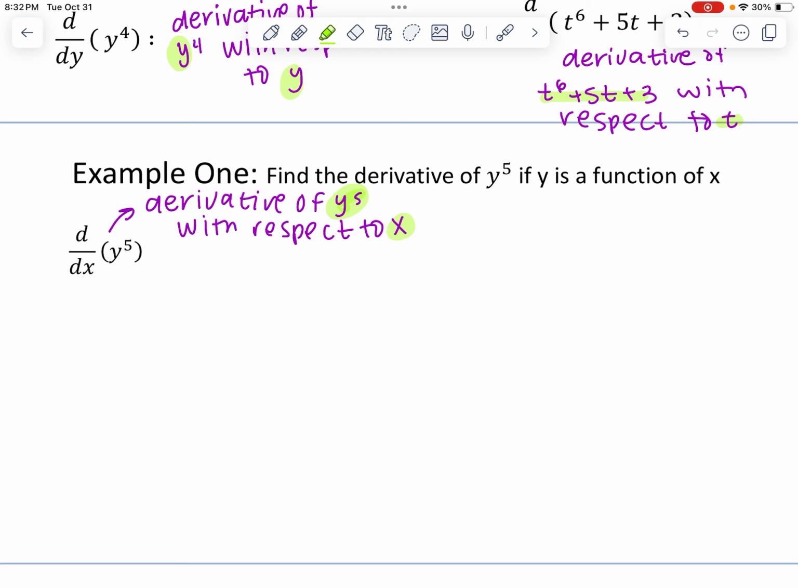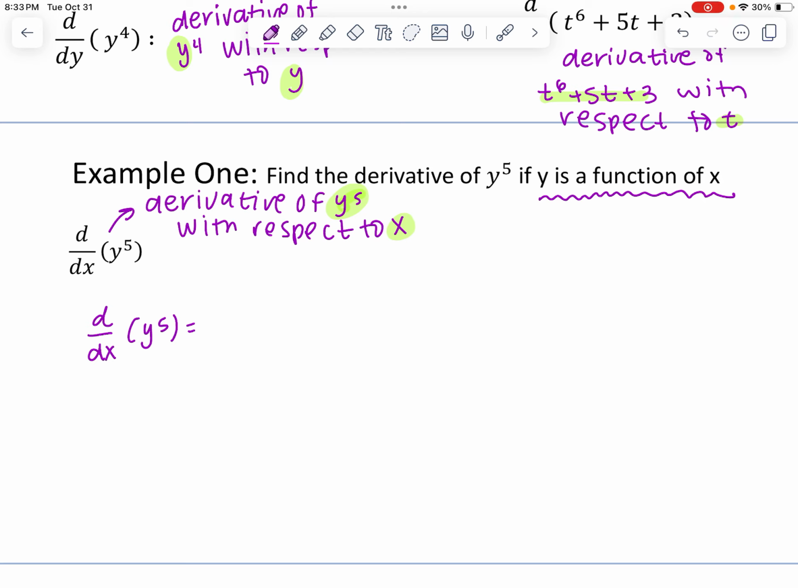And so this is the concept of how you would do a problem like this, and then I'll walk you through some procedures. But the concept's really important to understand this. So example 1 says find the derivative of y to the 5th power if y is a function of x. So this part right here is our key idea. Y is a function of x. And what that means is that we can make y using x.